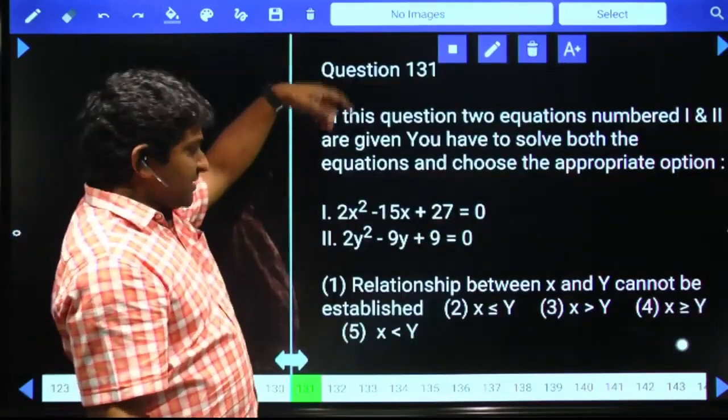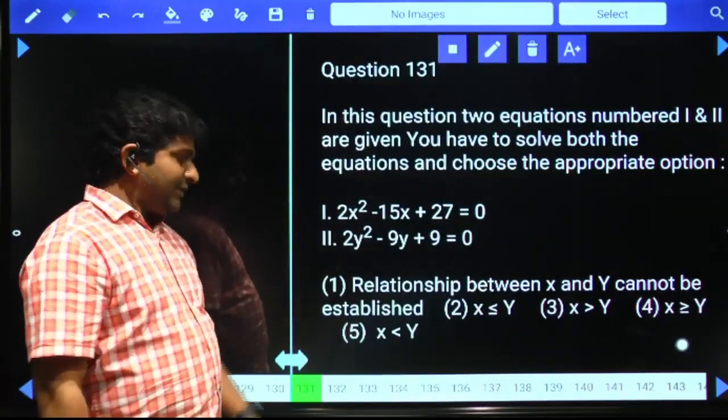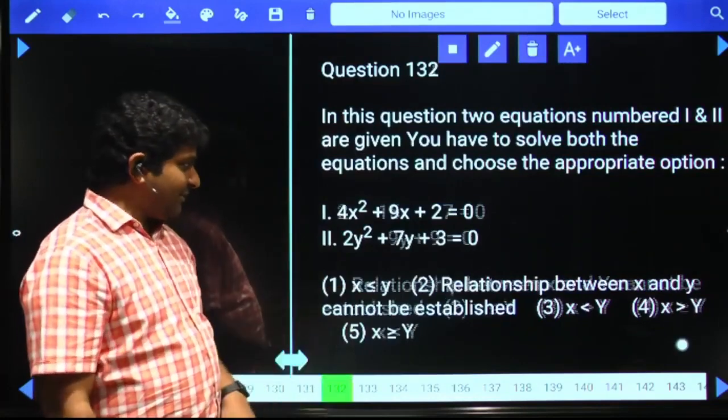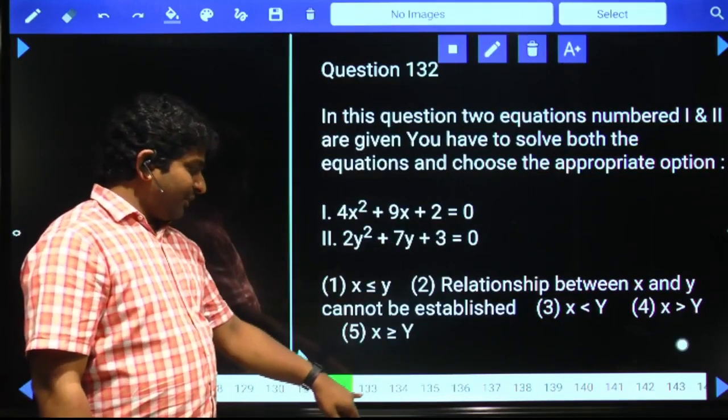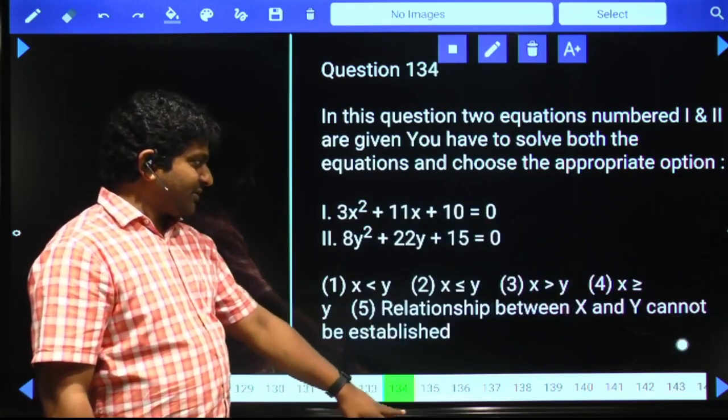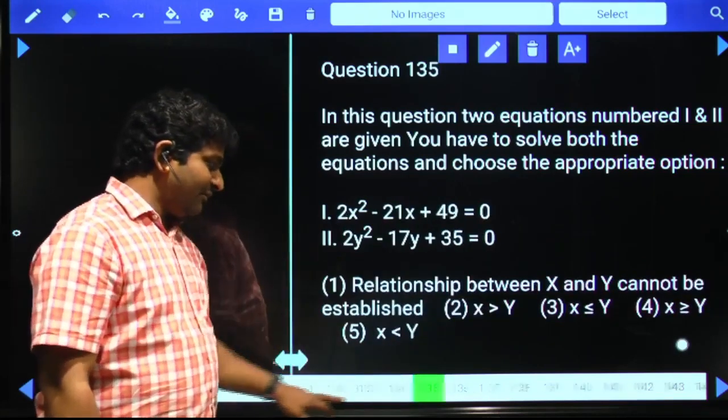Right, quadratic equations. These are all, I'm leaving these questions for you. Every question you have to solve.